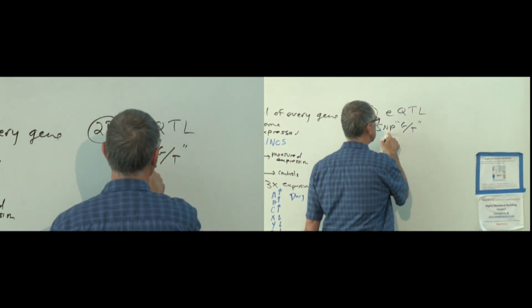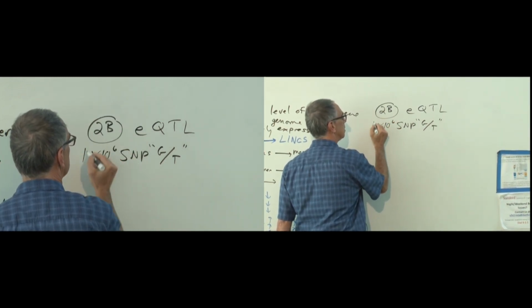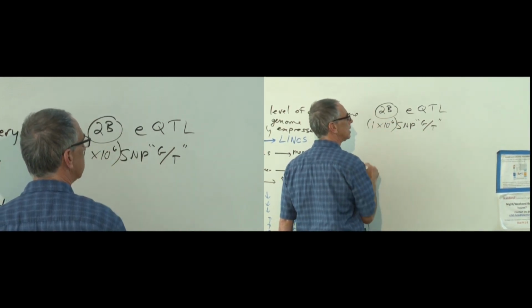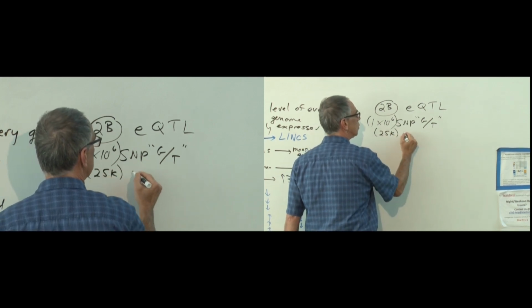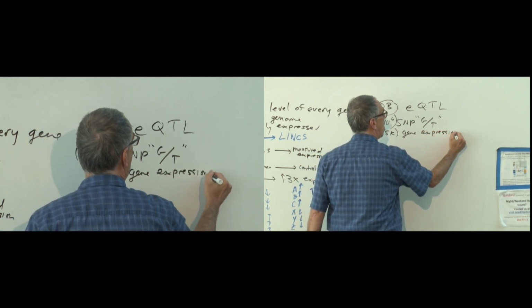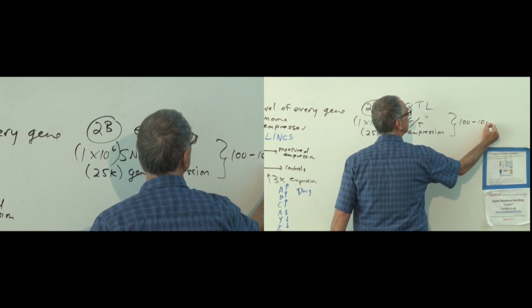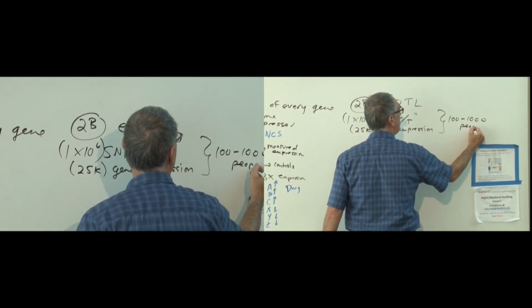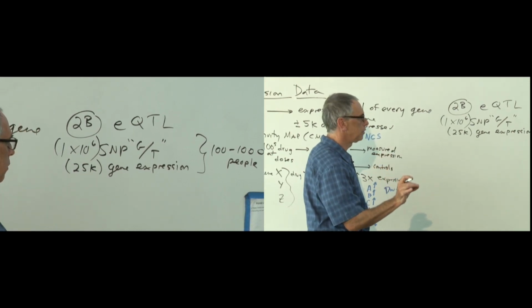So we have SNPs. We have 1 million SNPs, actually. This is one example. And we have 25,000 gene expression measurements. And we have this for hundreds to thousands of people.